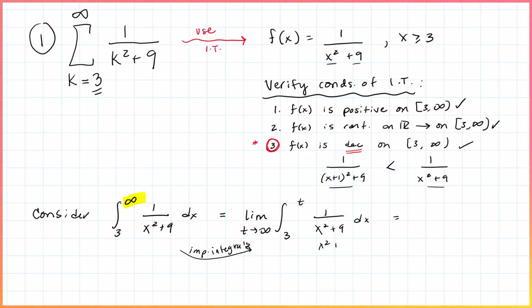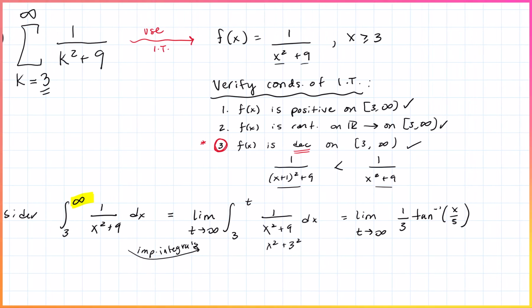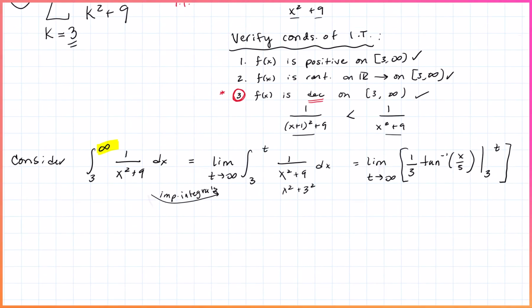It's x squared plus a squared here, where a is 3, so it's x squared plus 3 squared. So this is going to become the limit as t is approaching infinity, we end up with 1/3 inverse tangent of x over 3, and we're evaluating that from 3 to t. And then we'll take the limit. I'm going to put that in brackets because we need to do that evaluation first, and then we're going to take the limit as t approaches infinity.